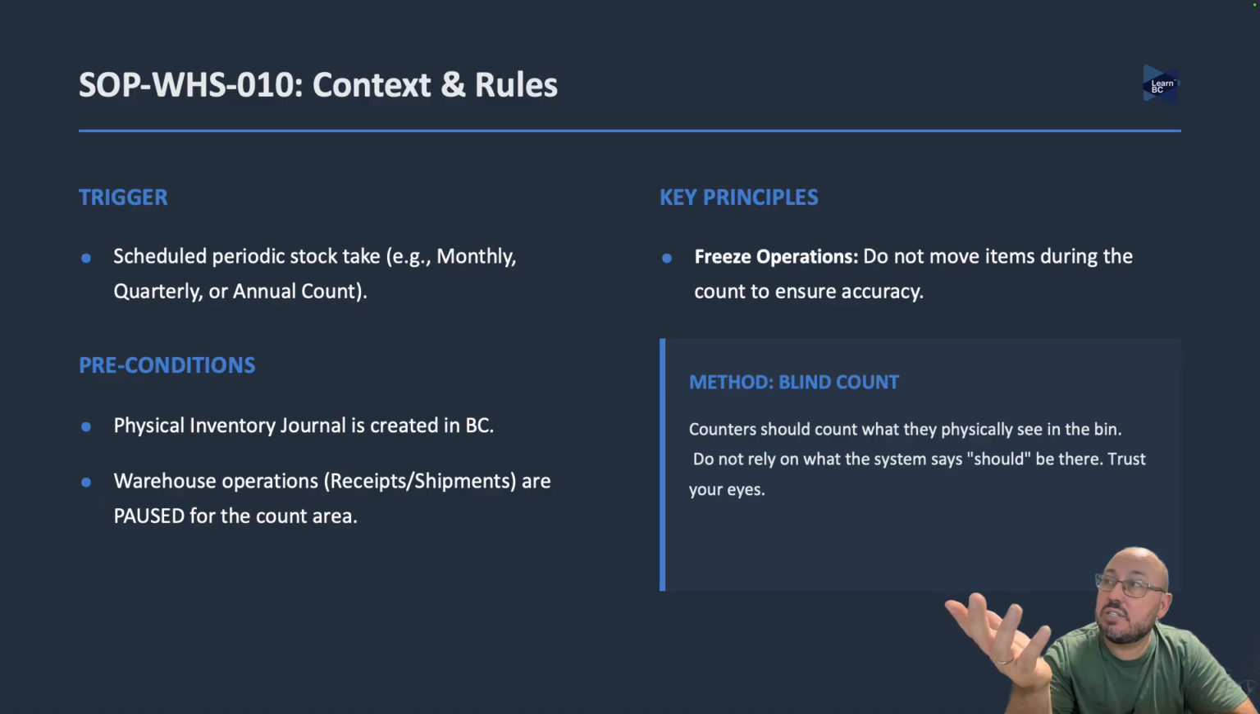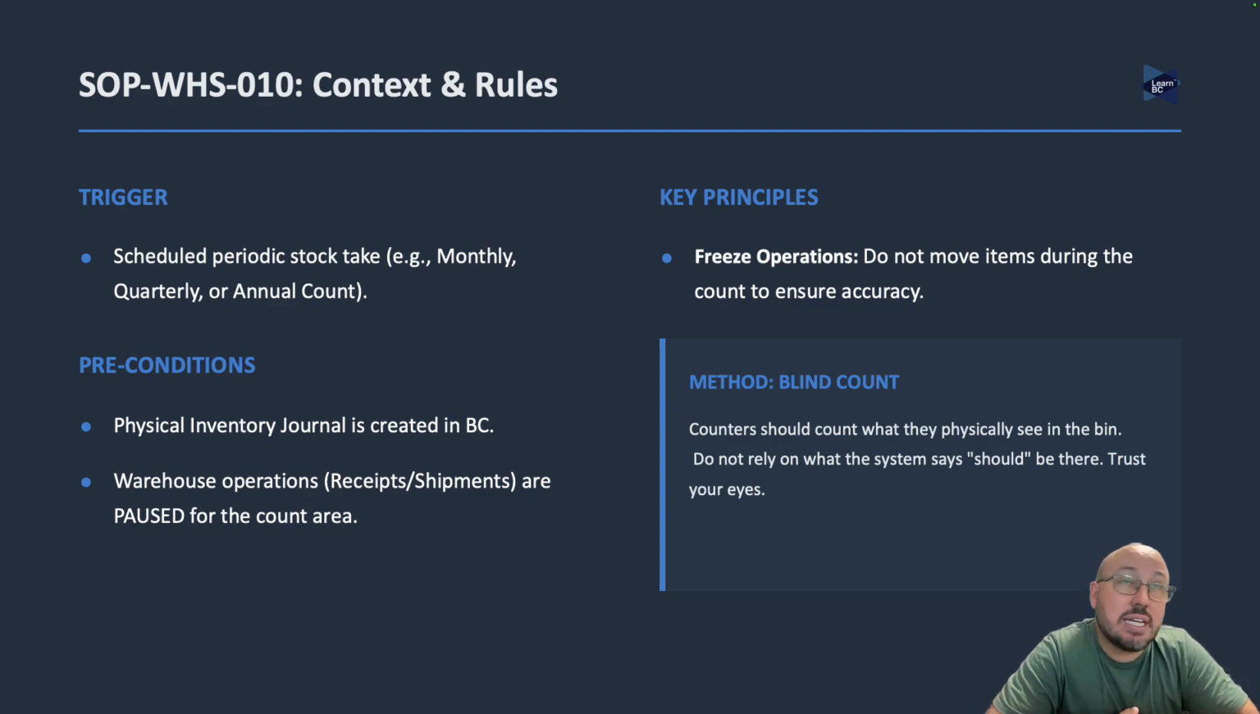So preconditions: the physical inventory journal is created in BC. The warehouse operations, receipt and shipments are paused for the count area. You don't touch stuff that you're counting. Okay, really, really important. Key principles: freeze the operation. Do not move items during the count to ensure accuracy.